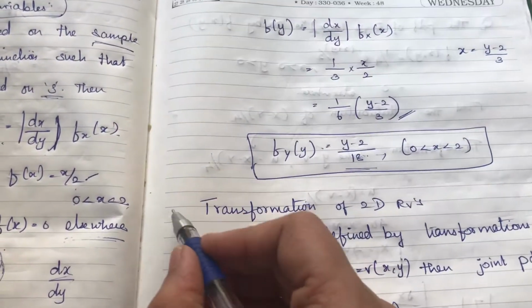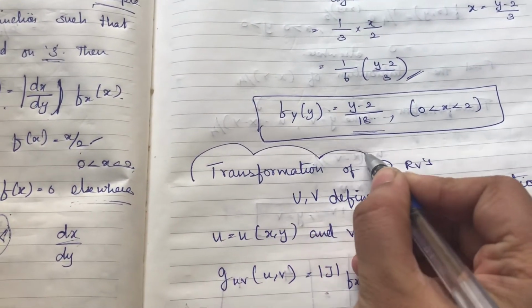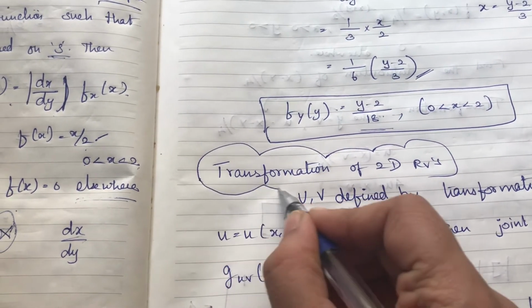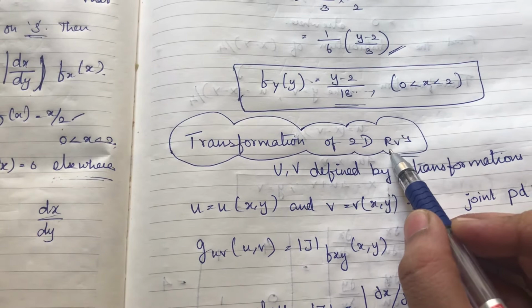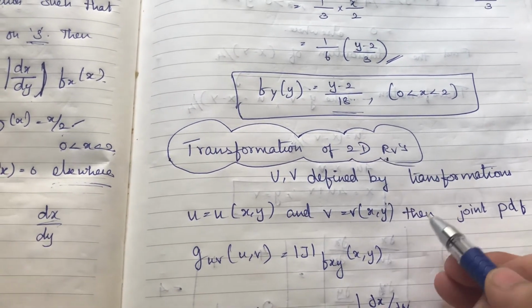Next, transformation of 2D random variable.